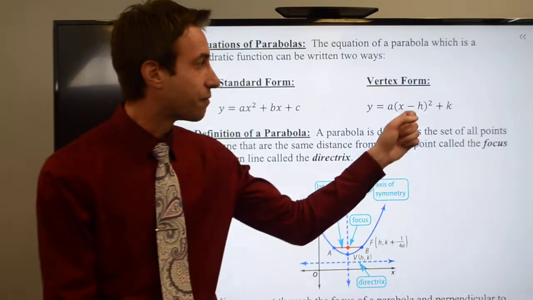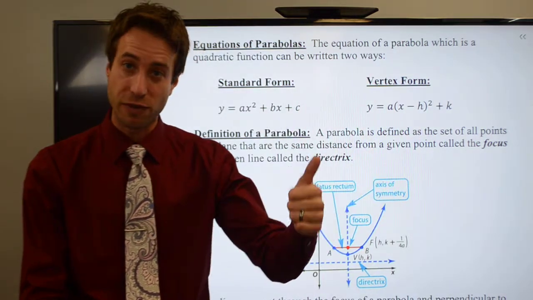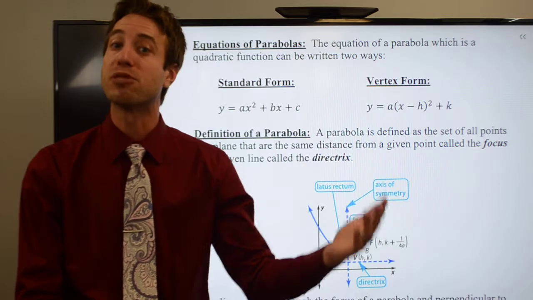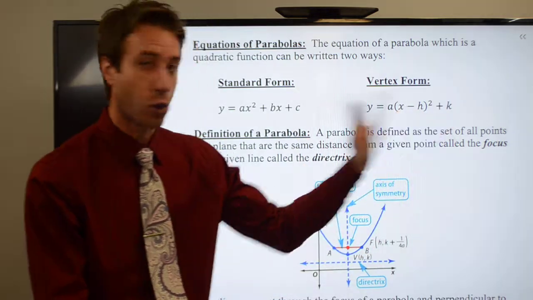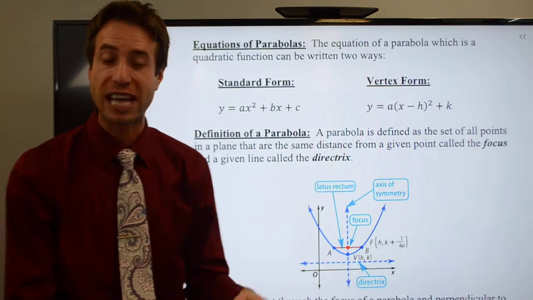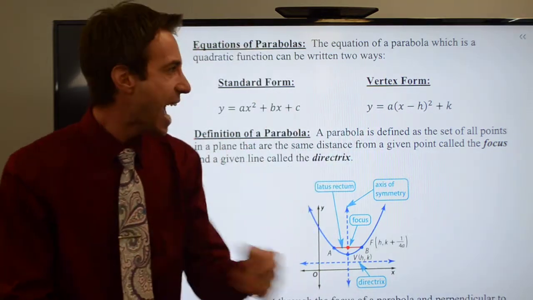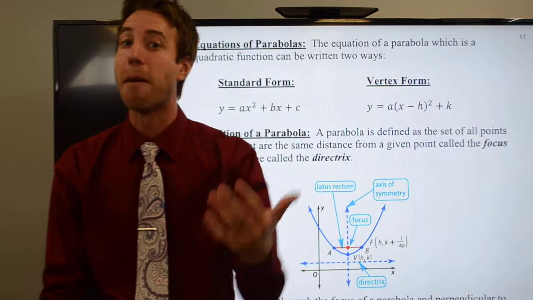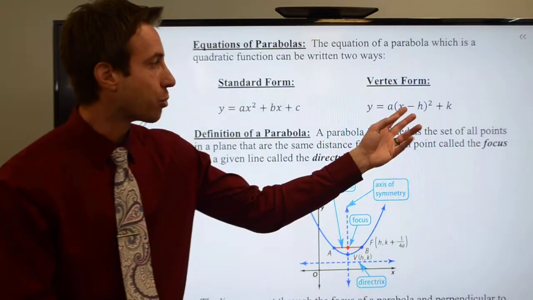But then we have this vertex form where you can find the value of a, h, and k, which represent the transformations, right? H is the horizontal shift, k is the vertical shift, a is both a reflection as well as a vertical stretch or compression, and knowing a, h, and k can tell you a lot about the graph of a parabola, so much more useful for graphing.